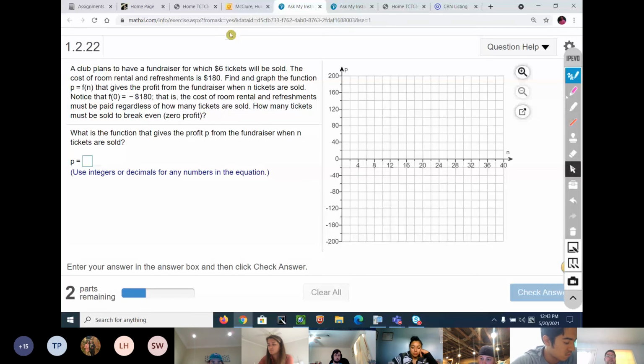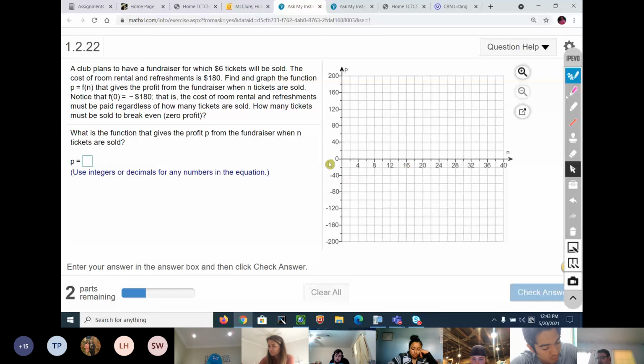Okay, go ahead and write that one down. I'm trying to figure out. I think break even would be the x-intercept, would it not? Because break even is you owe 0 money, right? So negative 180 is right here.